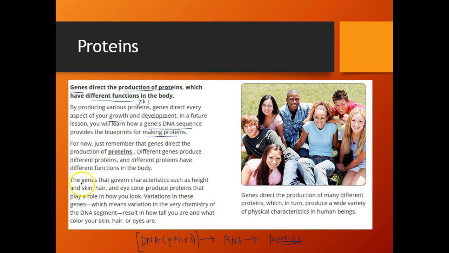So the genes that govern characteristics such as height, skin, hair, eye color, they produce proteins. Remember, genes produce proteins that play a role in your physical appearance. So variation in those genes, which means actual variation in the DNA sequences, will determine how tall you are and what color your skin, hair, or eyes are.